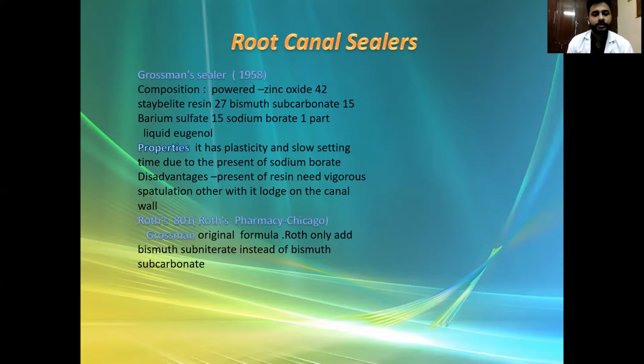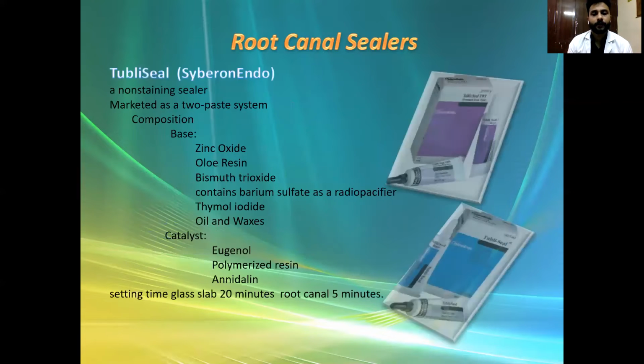Roth 801 is Grossman's original formula. Roth only adds bismuth subnitrate instead of bismuth subcarbonate.